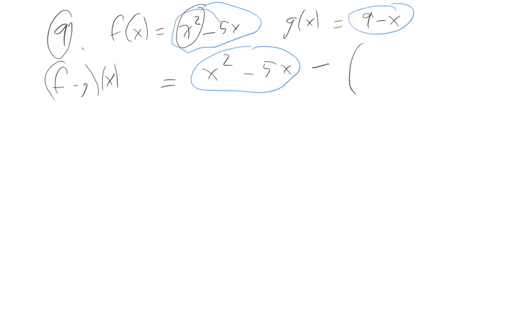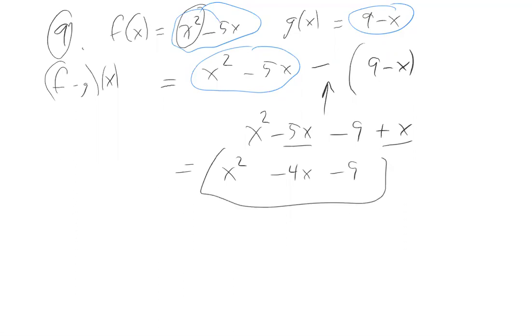Now, when you subtract something that has multiple parts, like 9 minus x, which is 2 different parts, then you need to put those in parentheses. So when you do f of x, that's x squared minus 5x. And then when you do minus g of x, you have to put parentheses around the g of x, which is 9 minus x. Then you distribute this negative, so you get negative 9, and then you get positive x. So then you have x squared minus 5x minus 9 plus x. So then you get x squared minus 5x, combine this term with this term, so you get negative 4x minus 9. So that is your solution. So that's the answer to that.